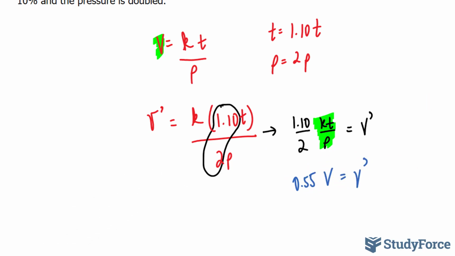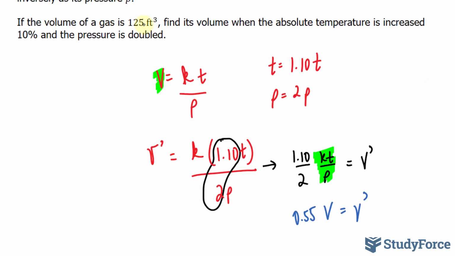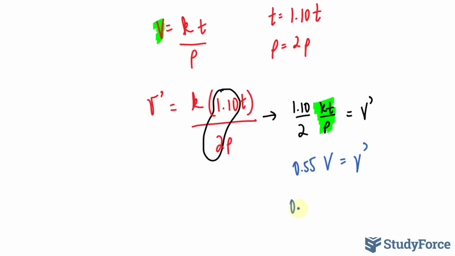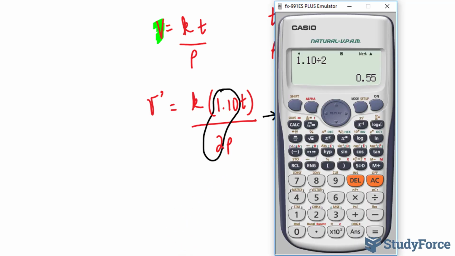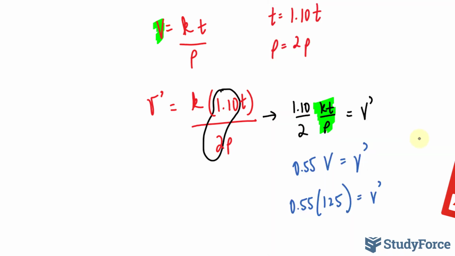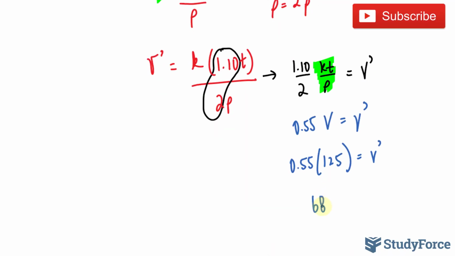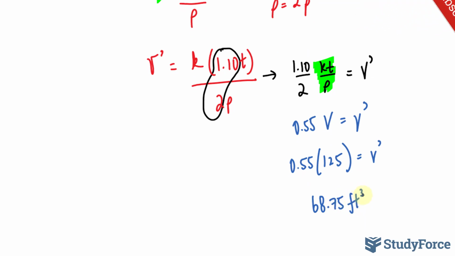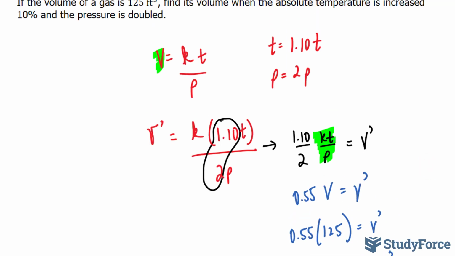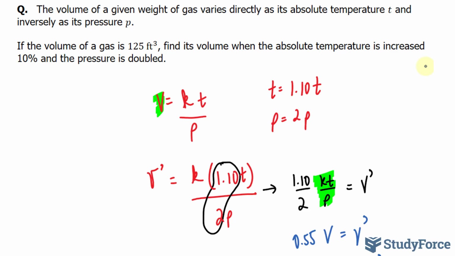Well, they tell us the volume. They tell us that the volume is 125 feet cubed. So I'll take this number and substitute it right here. 0.55 times 125 gives us our modified version of V. Using our calculator once again, this number times 125 gives us 68.75 feet cubed. This means that our new volume will be 68.75 if we make these changes where we increase the temperature by 10% and double the pressure.